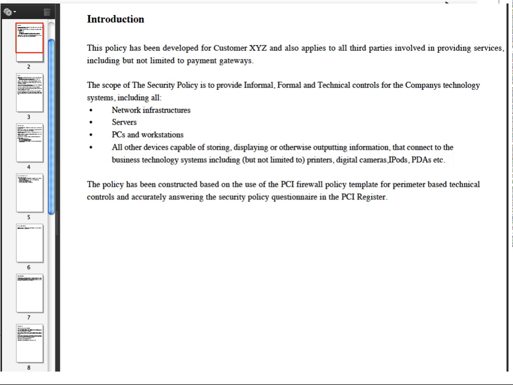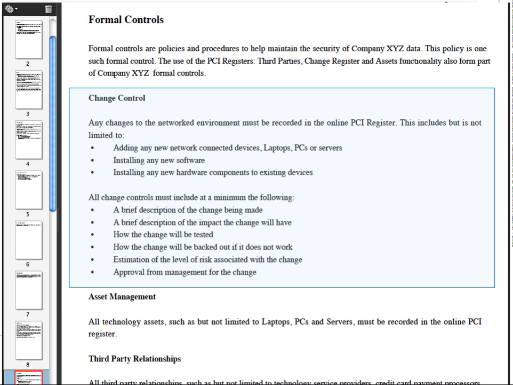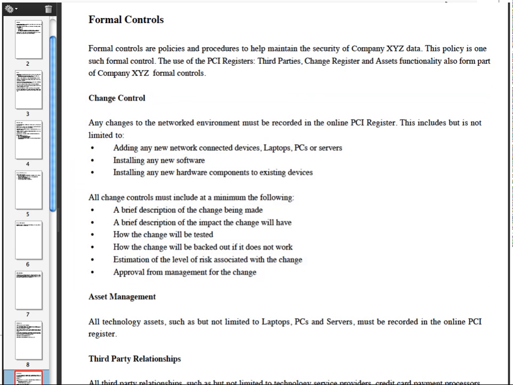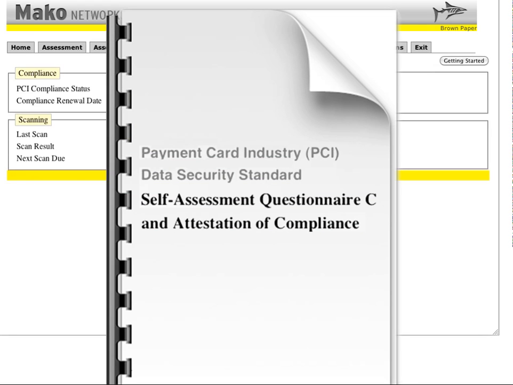follow. The security policy aims to clearly define the security requirements specific to the management of the company's technology systems, and should be read by all staff so they can familiarize themselves with it and use it as an ongoing reference. The merchant is required to send back their completed SAQ report to their acquiring bank on an annual basis.